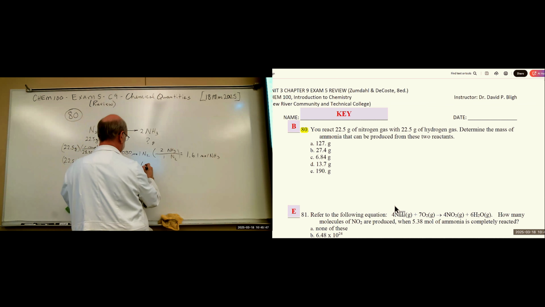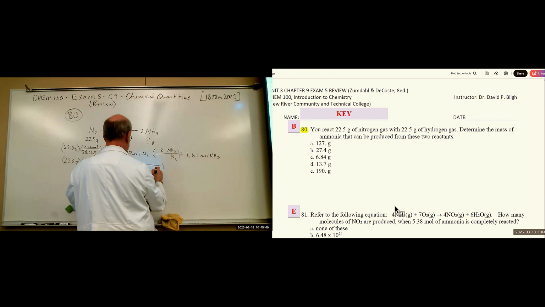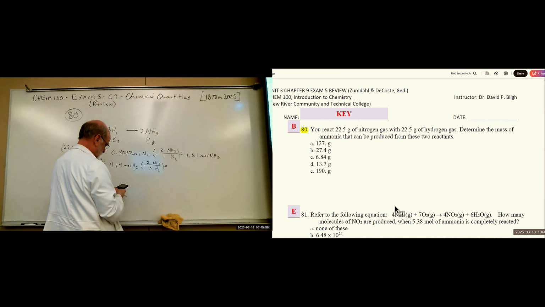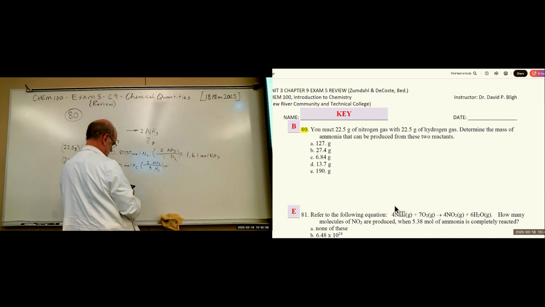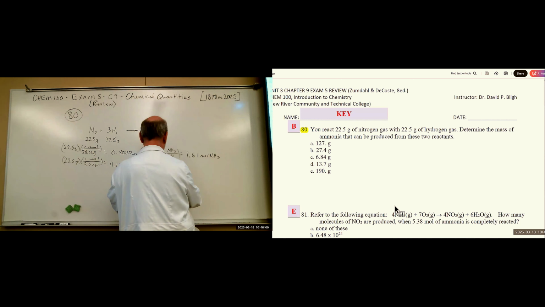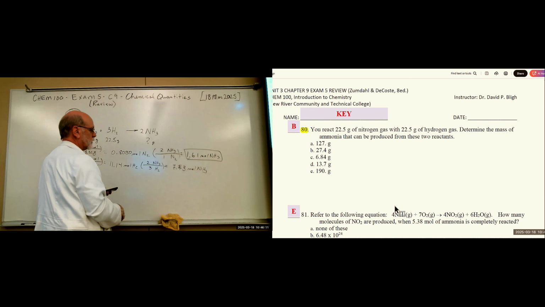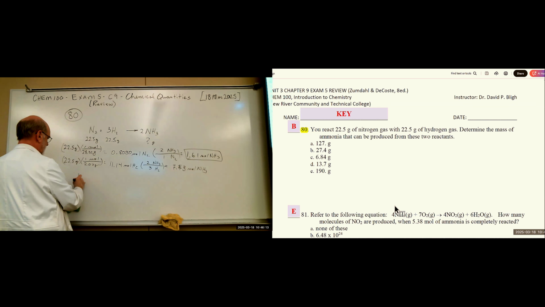I think I can see where this one's going. So this is hydrogen cancel and give us ammonia. This is still 2 and this is 3. So 2/3 of that would give us 7.43 moles. So there's your limiting one. Now we just have to convert it back to grams.